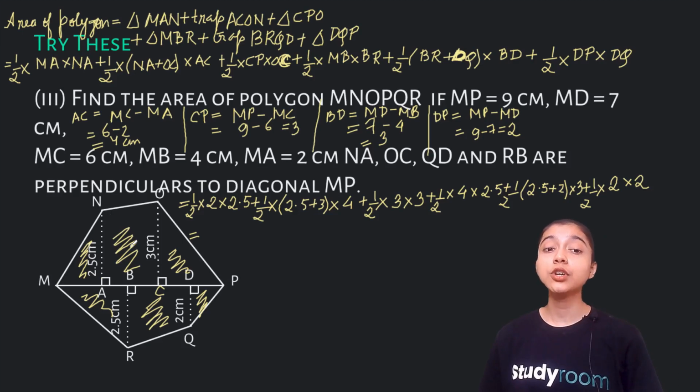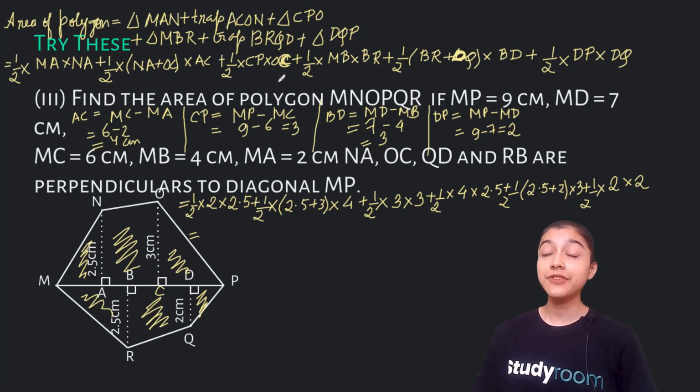Talking about the area of the next figure, that is the trapezium ACON, it will be half into the sum of the parallel sides into the perpendicular distance between them, that is half into NA plus OC multiplied by the perpendicular distance between them, that is AC. The next up, we have the third triangle, that is triangle CPO. It is a right angle triangle, so its area will be half into base into height, that is half multiplied with CP multiplied with OC.